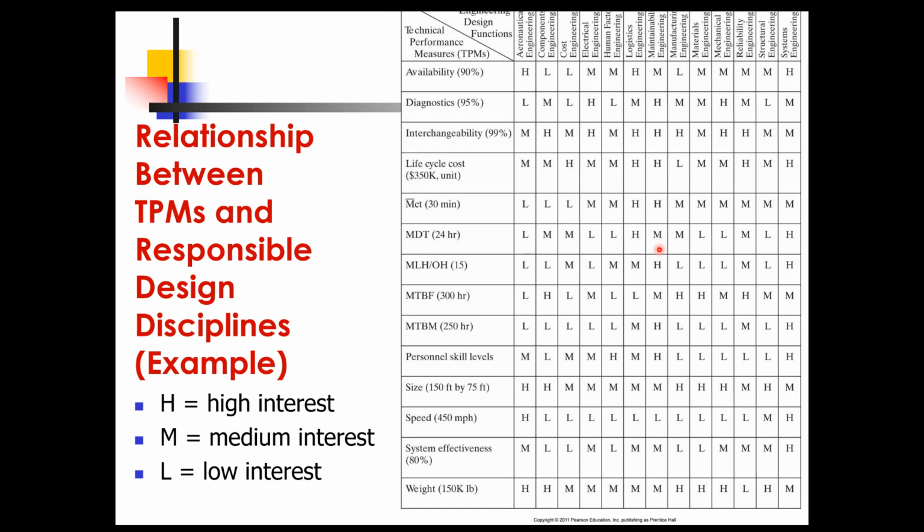So again, this is a matrix that relates the technical performance measures with the different engineering functions, and it tells you how much that engineering function has to do with that technical performance measure and at what level: low, medium, and high. Okay, so another conceptual tool of systems engineering that is very useful as you wrap up the system engineering work.